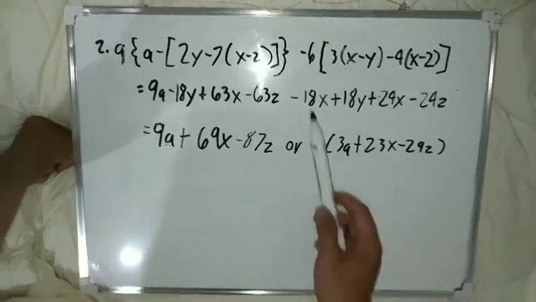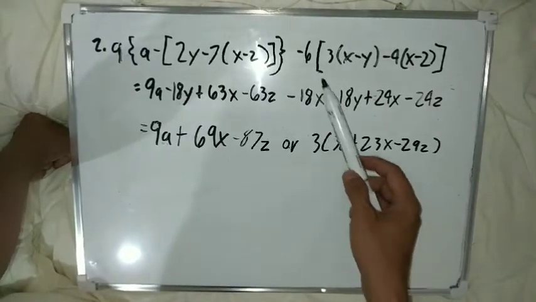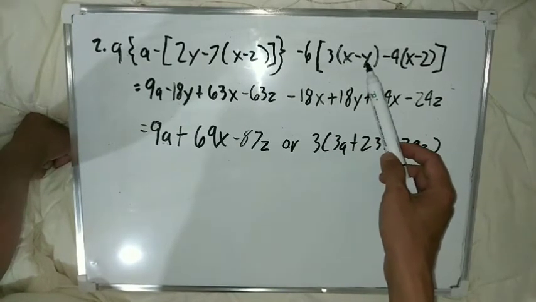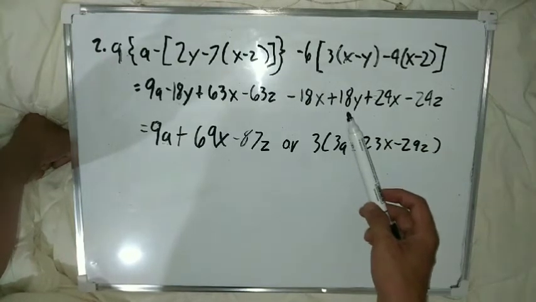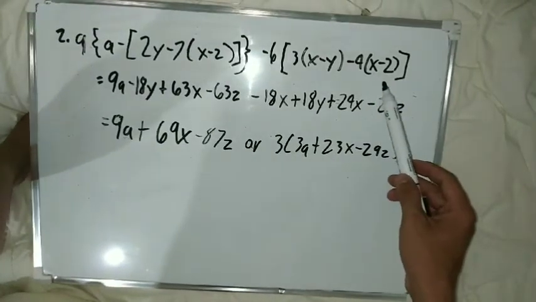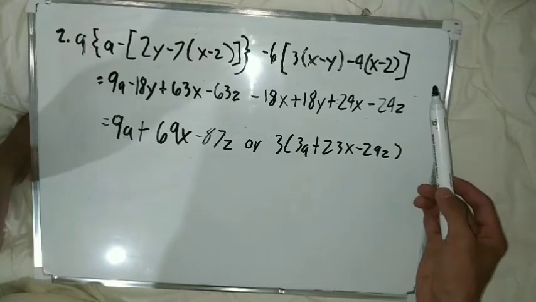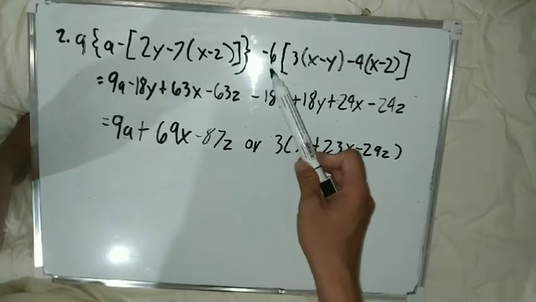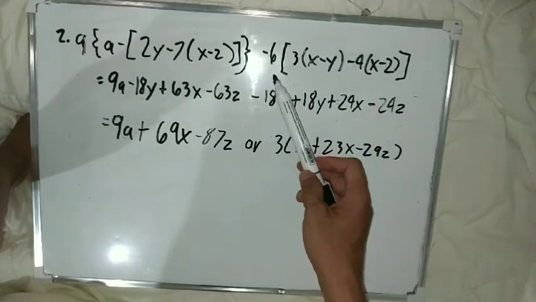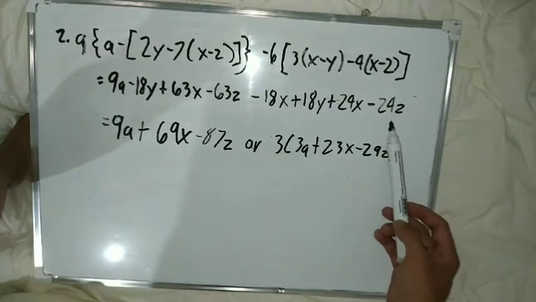And let's move to the other side. Negative 6 should be multiplied by 3, and you get negative 18x, and negative 6 multiplied by 3 and multiplied by negative y, and then you'll get positive 18y, and from the other side again you will multiply negative 4 to x, and you'll get, you should multiply negative 6 to negative 4, then you'll get positive 24x, then negative 6 multiplied to negative 4, then multiplied by negative z, then you get negative 24z.